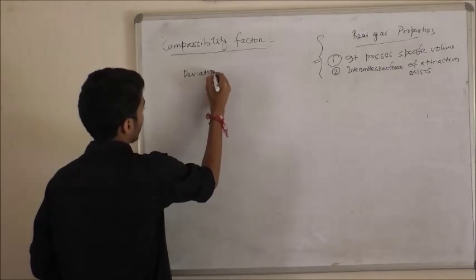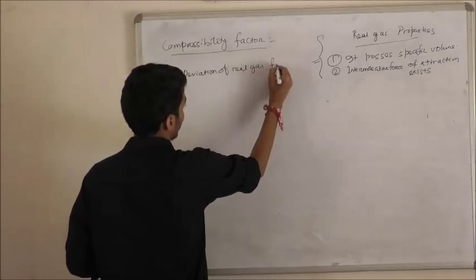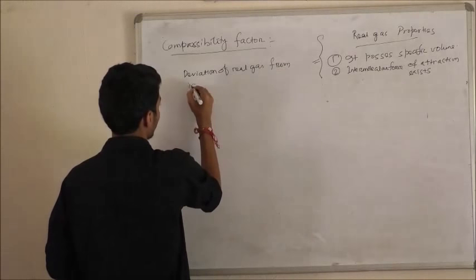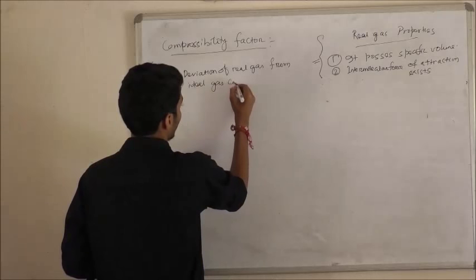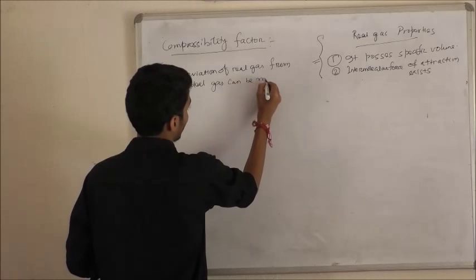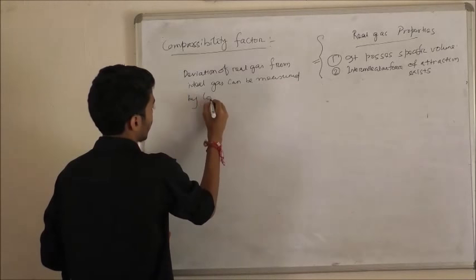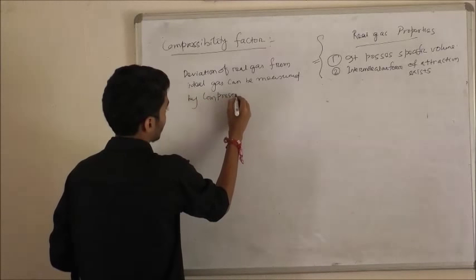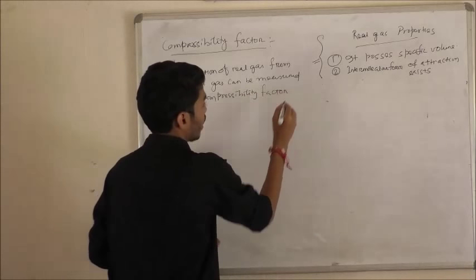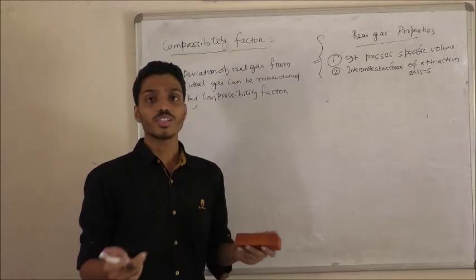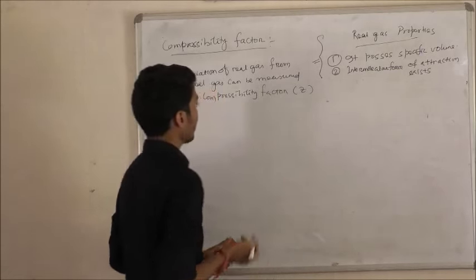Deviation of real gas from ideal gas can be measured by compressibility factor. And this compressibility factor is denoted by Z.